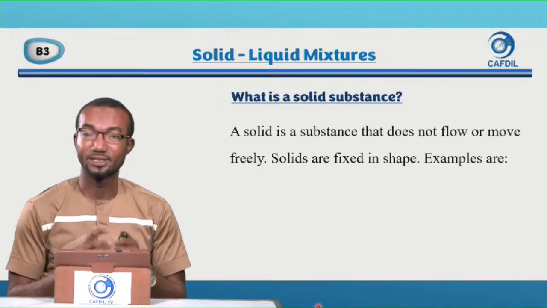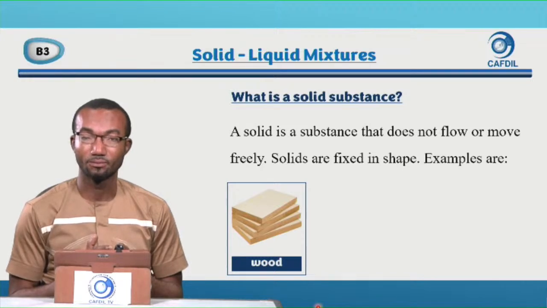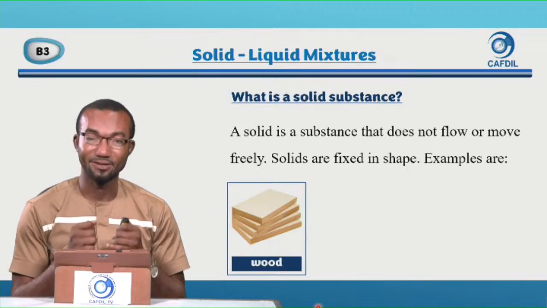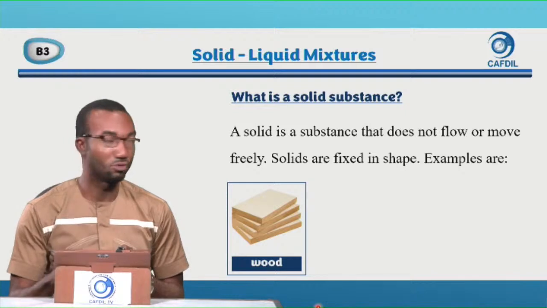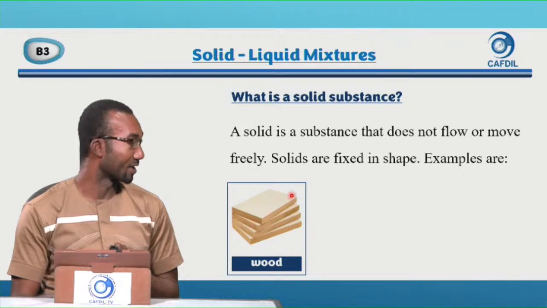Solids are fixed in shape, and examples are this wood. Solids are normally hard, and they are fixed in shape. Not all solids are hard, but most of them are. If you look at this wood, the shape of this wood is rectangle. And how many are they? They are 4. So they are fixed in shape, and the shape is a rectangle.